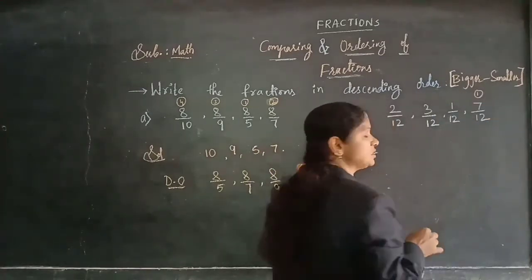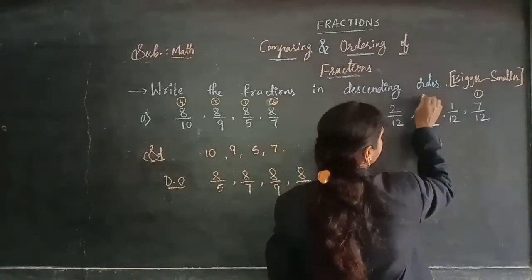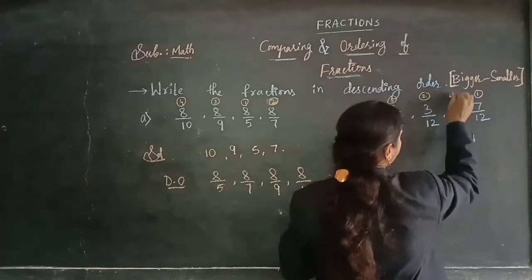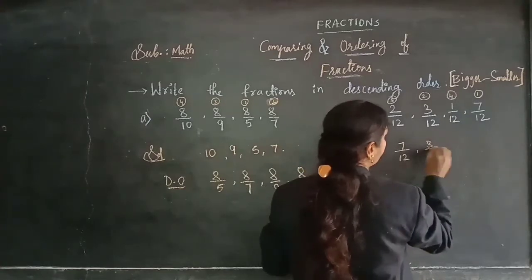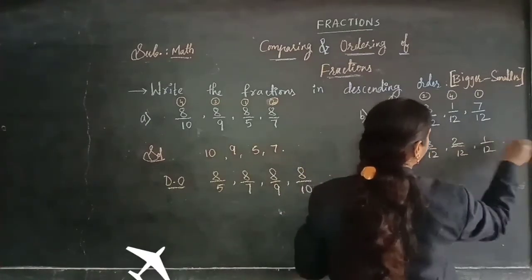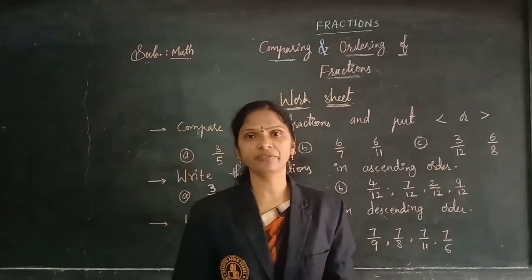So the first position will be 7 by 12, the second position will be 3 by 12, the third position will be 2 by 12, and the last position will be 1 by 12. So let's arrange here: 7 by 12, 3 by 12, 2 by 12 and 1 by 12. Yes, children, I hope you understood the comparing and ordering of fractions.